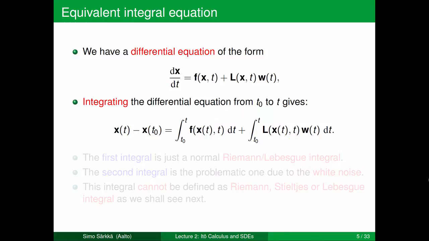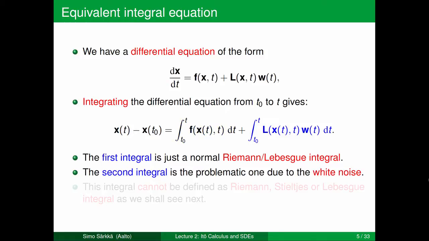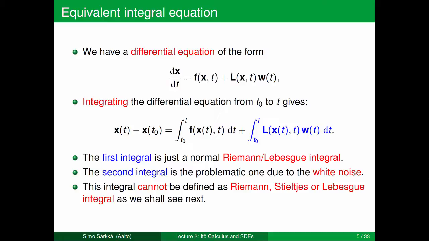Now we have two integrals there. The first integral is just a normal Riemann or Lebesgue integral, or definable under those theories, because f is just some function which can be assumed to be continuous in both variables, and the integral is just over t. The second integral is more problematic because we have the white noise inside there, and the integrand is discontinuous. It turns out that this integral cannot be defined as a Riemann integral, Stieltjes integral, or Lebesgue integral, and we will take a look at why that is the case.